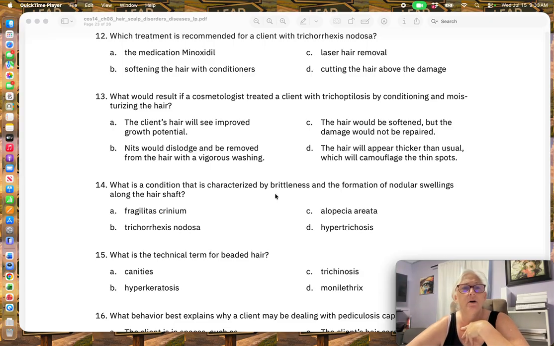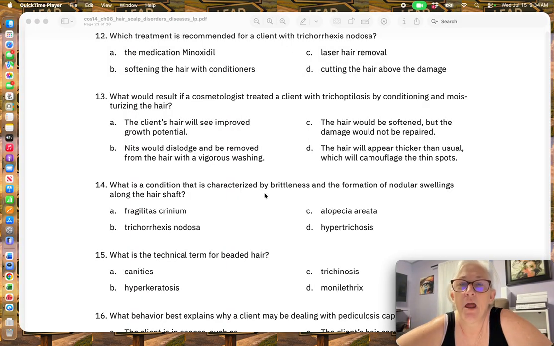Number 13, what would result if a cosmetologist treated trichoptilosis by conditioning and moisturizing the hair? The client's hair will see improved growth potential. Nits would dislodge and be removed from the hair with a vigorous washing. The hair would be softened, but the damage would not be repaired. The hair will be thicker than usual, which will camouflage thin spots. Okay, when a client has trichoptilosis, we're going to go with C because yes, it would be softened, but it's not going to do any repair to the actual damage.